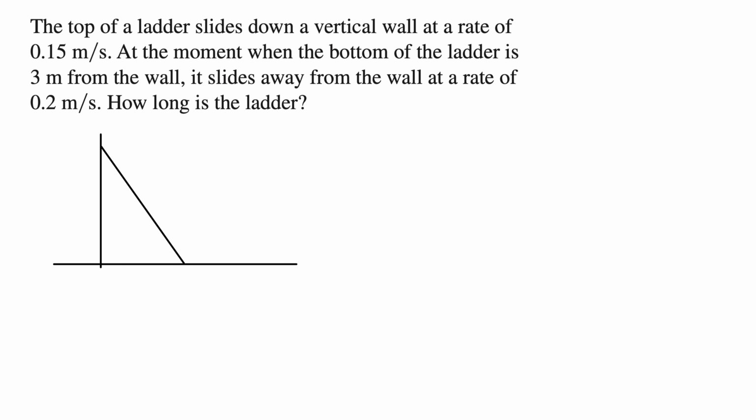Okay, so here's a ladder leaning against a wall, sliding down it, so this bottom part's coming out and this top part's going down. Let's call this distance down here x, and the height of the ladder on the wall y, and the length of the ladder we can call z. I'm just putting in some information, just filling in everything that we can.